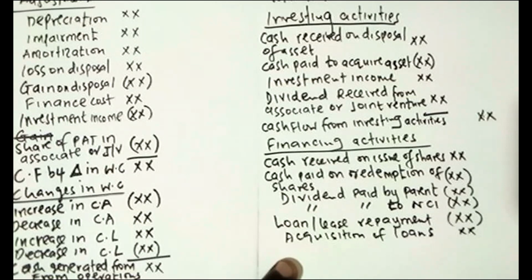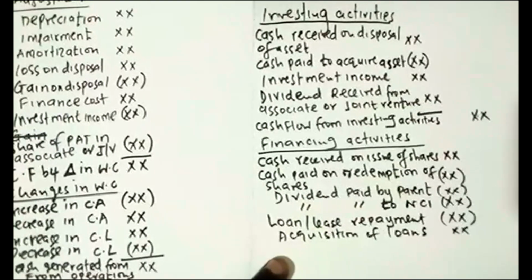Now, if you issued shares, you received cash. If you redeemed shares, redeeming shares is buying back of your shares, you paid cash. If you paid dividends to NCI, that is done by the parent. So dividends paid by parent, you deduct. Dividends paid to NCI, you deduct. You made a loan repayment, you deduct. You acquired another loan, so that is money coming in, you add.